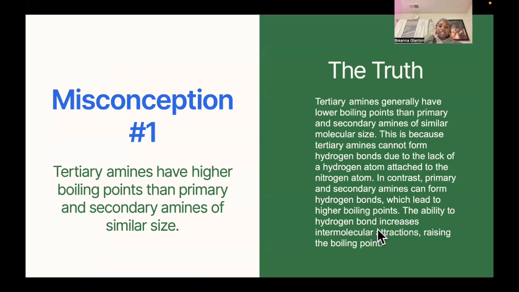So the first misconception is that tertiary amines have higher boiling points than primary and secondary amines. The actual truth is that tertiary amines generally have lower boiling points than primary and secondary amines of similar molecular size. This is because tertiary amines cannot form hydrogen bonds due to the lack of hydrogen atom attached to the nitrogen atom. In contrast, primary and secondary amines can form hydrogen bonds, which leads to higher boiling points. The ability to hydrogen bond increases intermolecular attractions, raising the boiling point.